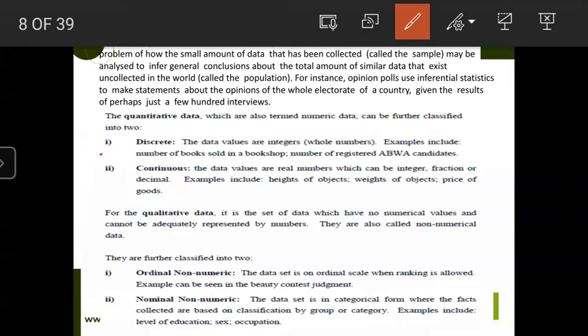Now that we have covered quantitative, let's go to qualitative. Like I said earlier, qualitative data do not use number values, and they are not represented by numbers.